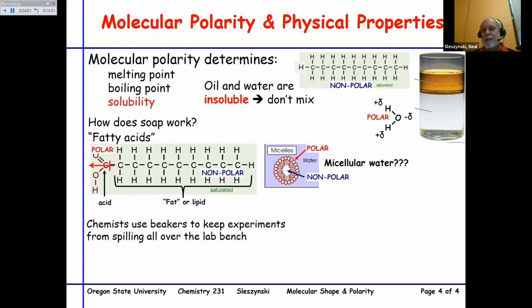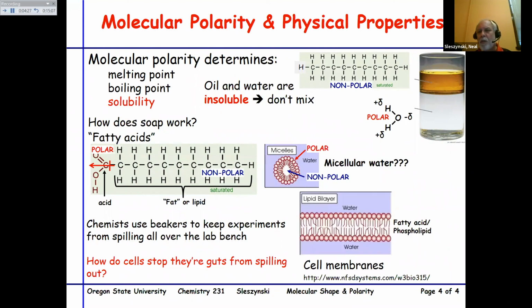Okay, where else is this concept useful? Well, chemists typically, when they're running chemical reactions, run them inside of glassware like beakers. Beakers are the way that chemists keep from spilling their experiments all over the lab bench. Well, as cells are trying to run biochemical reactions, how do cells keep their guts from spilling out as they're trying to run chemical reactions?